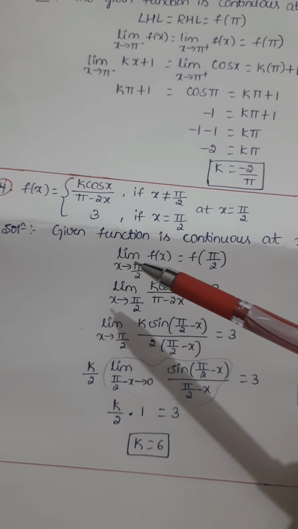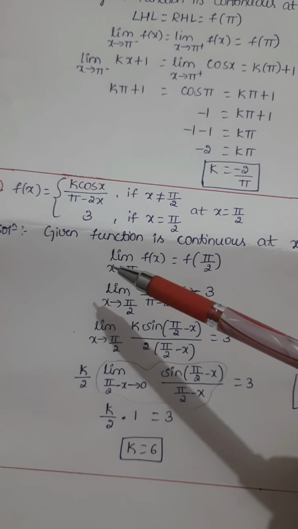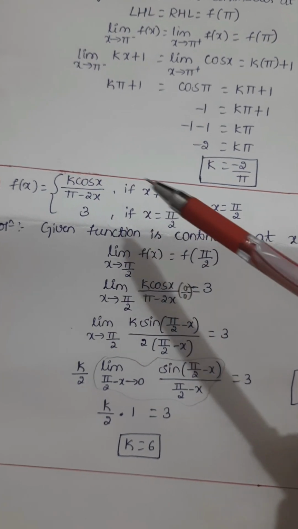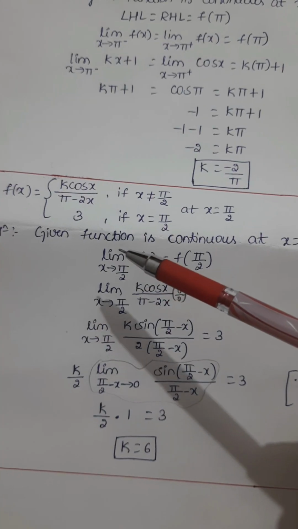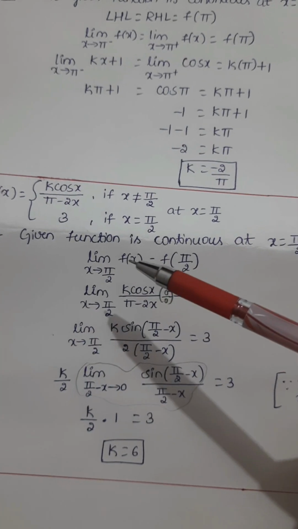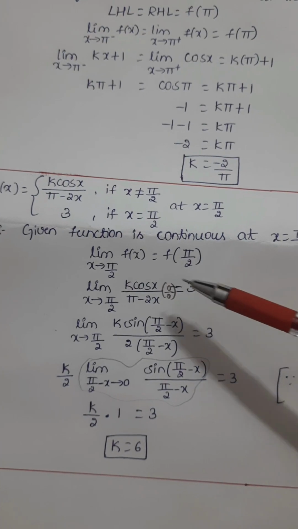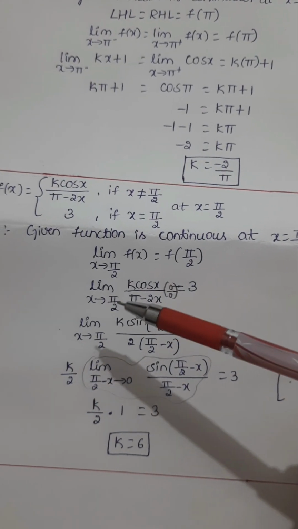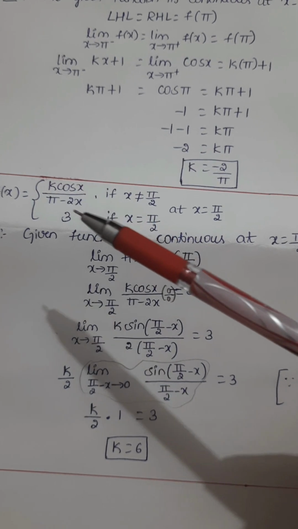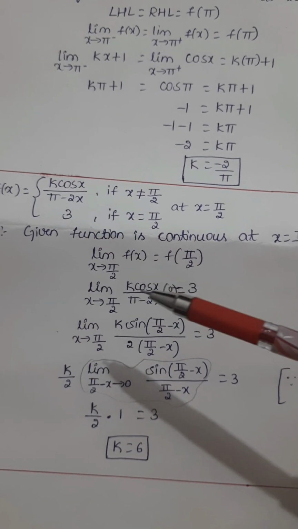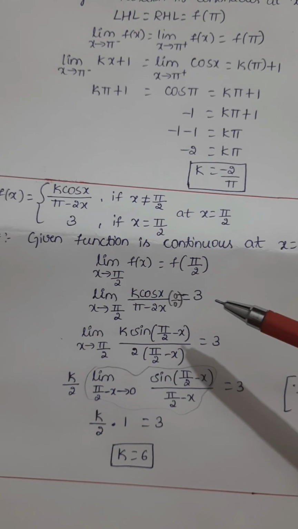Limit x tends to pi by 2 f of x. So here we don't have LHL and RHL. For both LHL and RHL we have to consider the same function. So that's why we are taking it directly. Limit x tends to pi by 2 f of x is equal to f of pi by 2, the given point. Limit x tends to pi by 2, what is the given function here? K cos x divided by pi minus 2x. At x is equal to pi by 2 the function is 3.